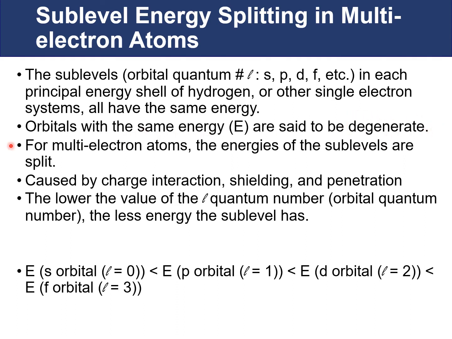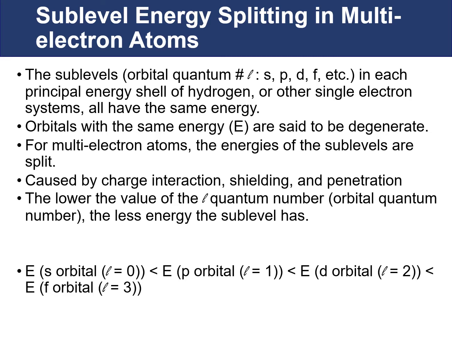For multi-electron atoms, the energies in the sublevels are split. This split is caused by interactions between the charges of the electrons, shielding from inner electrons, and penetration, which is when an electron has a certain amount of probability density within another orbital. The lower the l quantum number, the less energy the sublevel will have. So the s orbitals are lower in energy than the p orbitals, which are lower in energy than the d orbitals, which are lower in energy than the f orbitals.